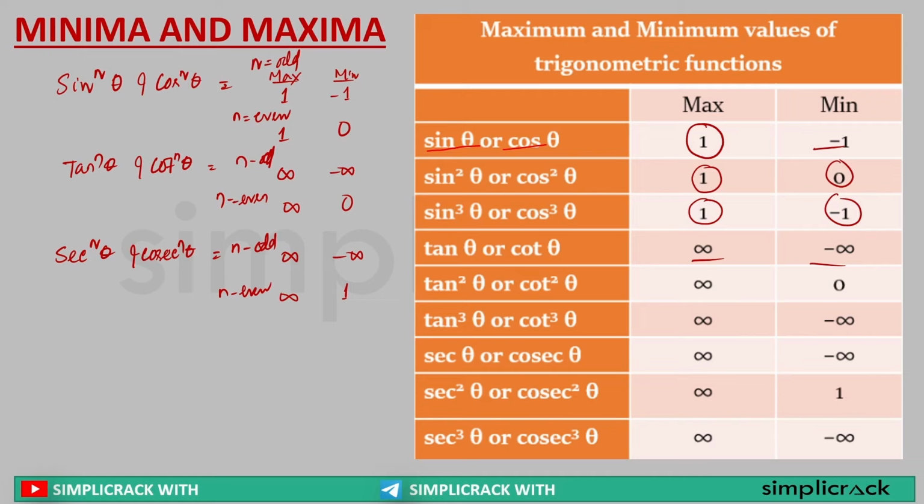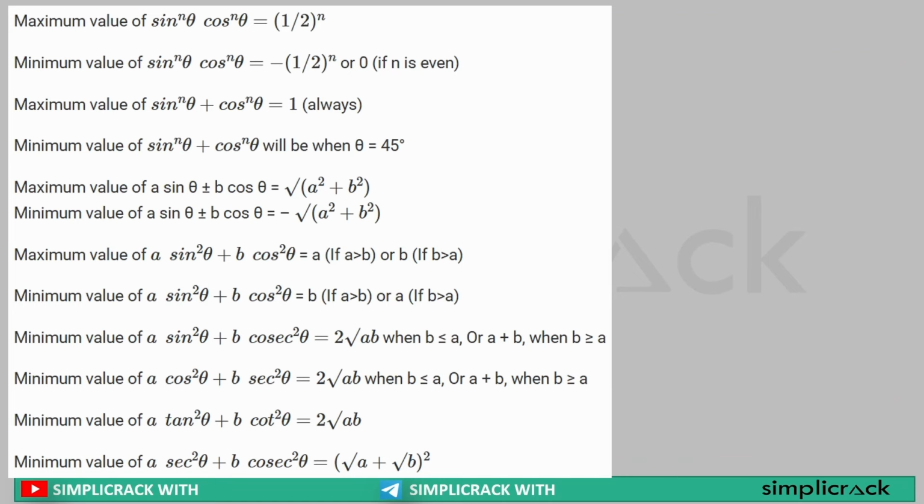Sorted? Yes or no? Got it? Next. Remember this thing. This is the most important thing. Based on this, we'll be solving the whole questions, everything else. It is saying if it is written as sine to the power n theta into cos to the power n theta, maximum value is 1 by 2 to the power n, minimum value is -1 by 2 to the power n, or 0 if n is even.